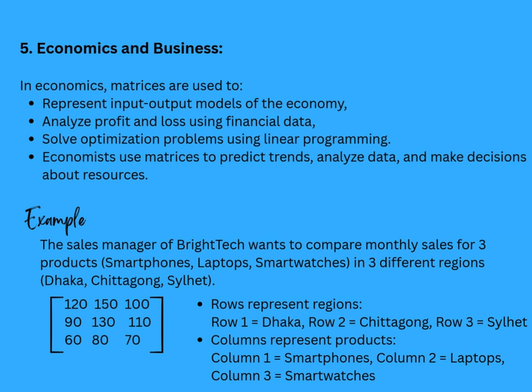So if I ask you how many smartphones were sold in Dhaka, as column 1 represents smartphones and row 1 represents Dhaka, we can say that 120 smartphones were sold in Dhaka. If I ask how many laptops were sold in Chittagong, as column 2 represents laptops and row 2 represents Chittagong, we can say that 130 laptops were sold in Chittagong. So this is how matrix can be used for representing the selling data of a company.